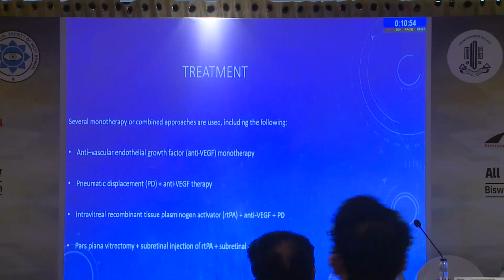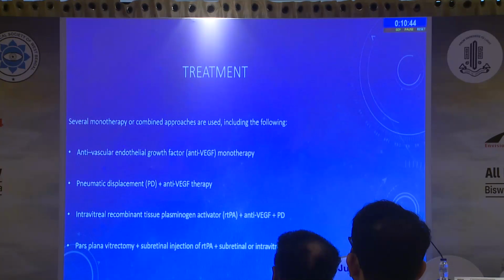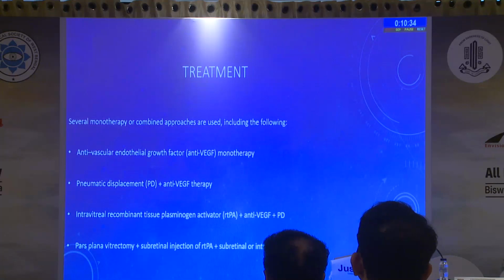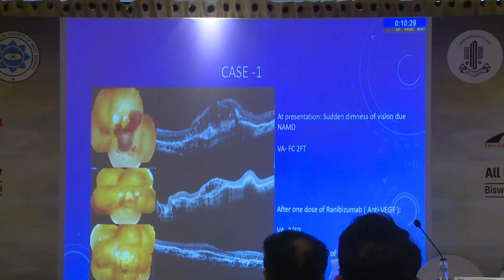Sometimes it can be treated with only anti-VEGF. Other options are pneumatic displacement with or without anti-VEGF, only C3F8 and anti-VEGF, and tPA with anti-VEGF. And obviously the last is intravitreal tPA and subretinal tPA. So we will go one by one through case scenarios.